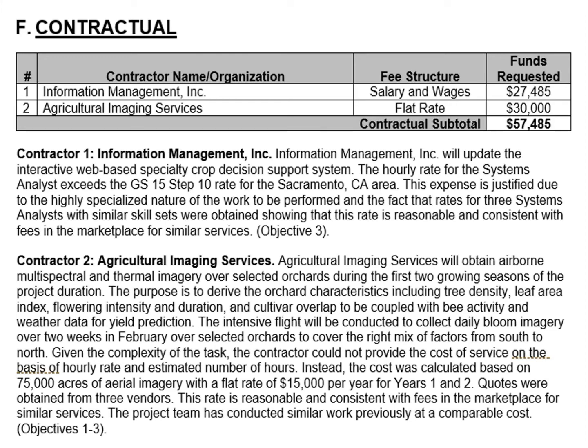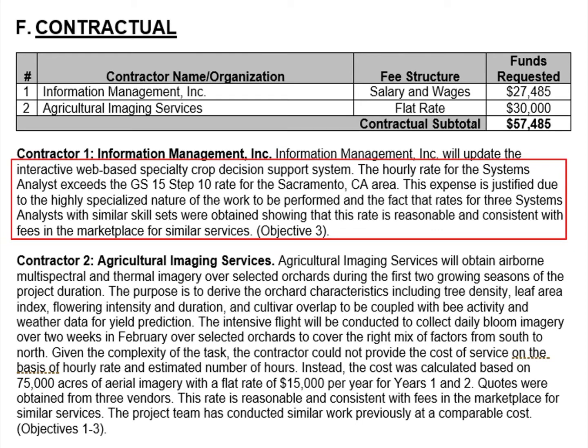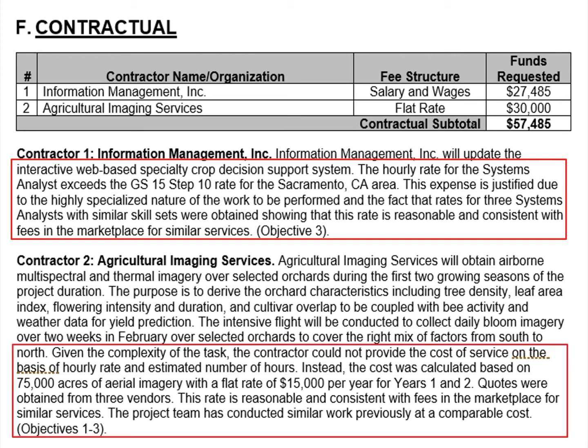So in this example is a project with 2 contractors. The table lists the contractors' organizations, specifies the fee structure that will be used for each, and indicates the total amount of funds requested. Below the table is a justification for each contractor. The justification for contractor 1 explains why a salary in excess of the GS-15 Step 10 is appropriate. And the justification for contractor 2 details why a flat rate fee structure is used. Please keep in mind that this is just a general example and ensure you provide adequate detail and thoroughly justify your own contractual expenses.